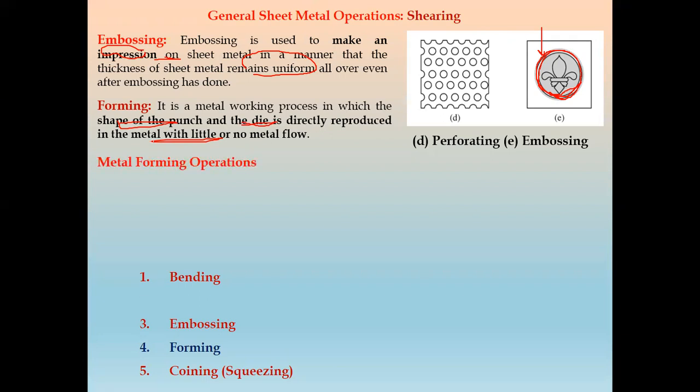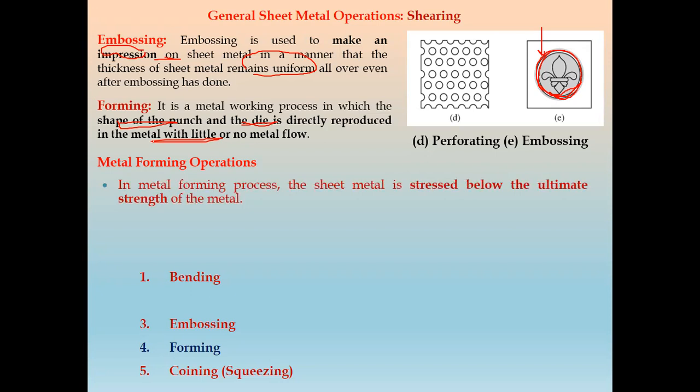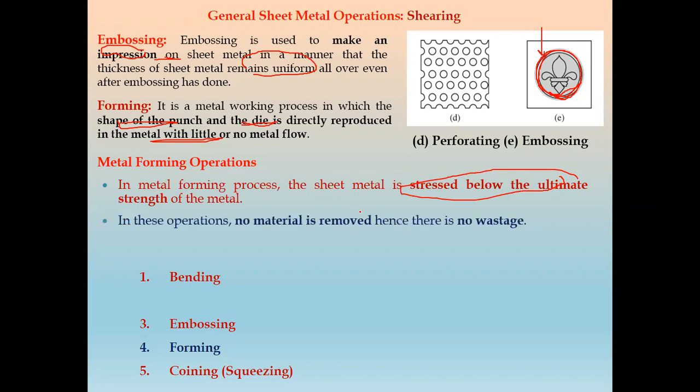So we have different types of metal forming operations. In sheet metal processes, if the sheet metal is stressed below its ultimate strength, then it is called sheet metal forming. Previously, all those operations were sheet metal cutting operations, where we cut the material, so we stress the sheet metal above the ultimate strength. Here, in metal forming operations, we stress the material below ultimate strength, so in this operation no material is removed.